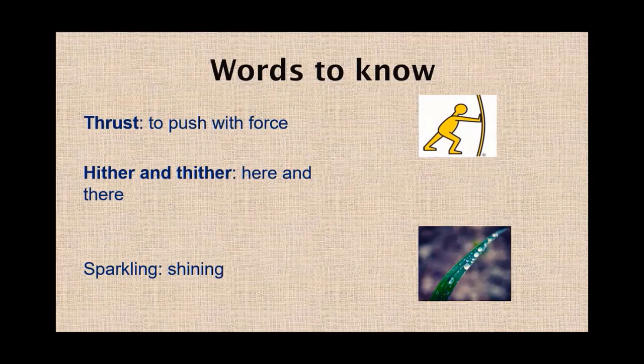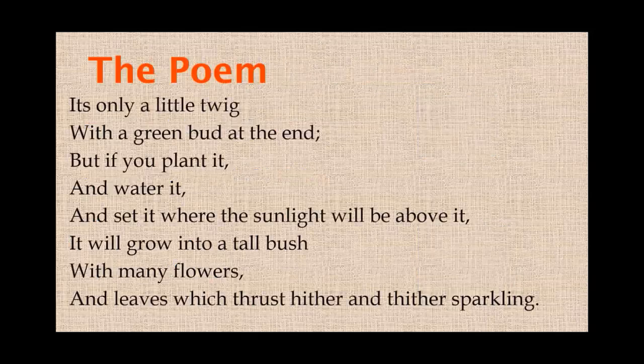Then we have thrust. Thrust means to push with force, as you can see in this picture that a man is pushing something with force. So thrust means to push with force. Hither and thither means here and there. Sparkling means shining. Okay, let's come to the text again for its explanation.